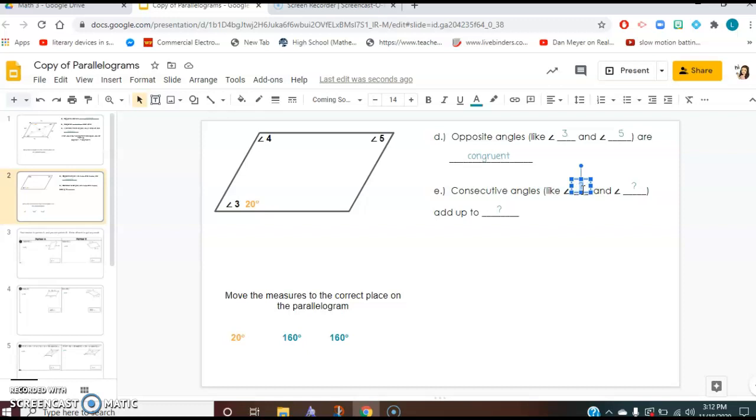They share a side. So angle 3 and angle 4 are consecutive angles. 4 and 5 are also consecutive angles because they share this side. So 3 and 4 share this side, 4 and 5 share this side. And consecutive angles add up to 180 degrees.